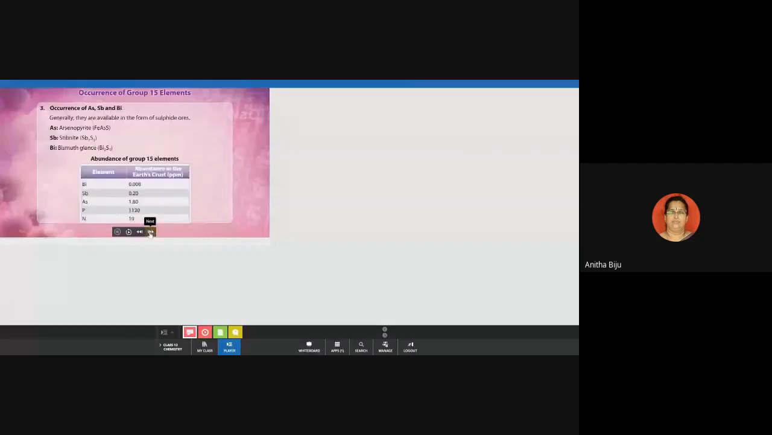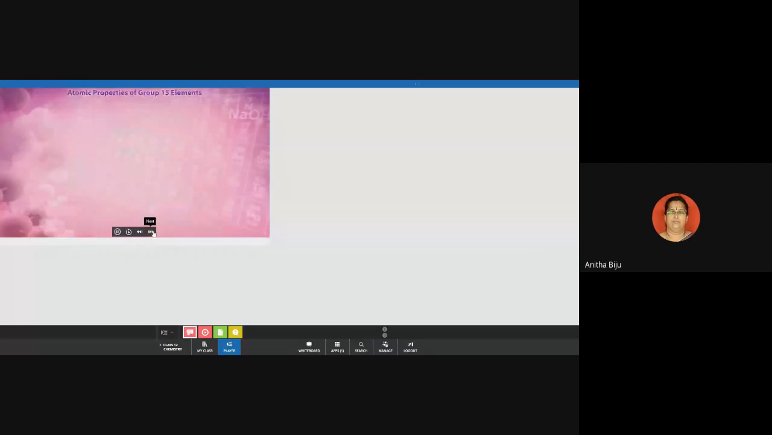Now the next 3 elements we are taking together: arsenic, antimony and bismuth. Out of these, bismuth is a radioactive element, and arsenic and antimony are metalloids. They exist in the form of their sulfides, arsenic and antimony. General information is this.